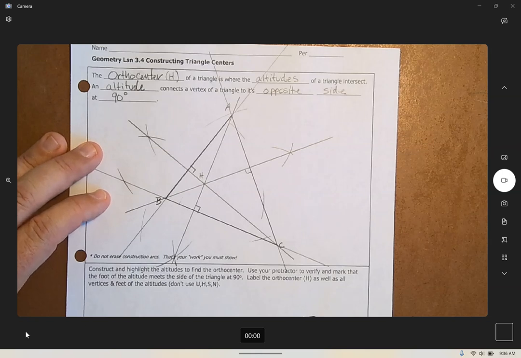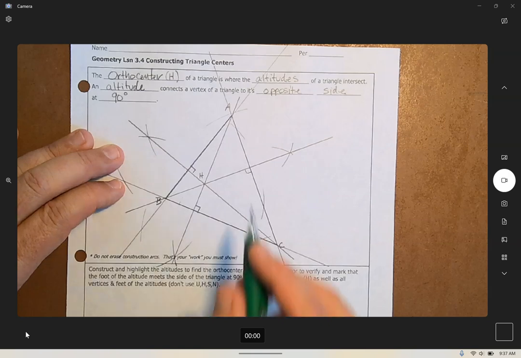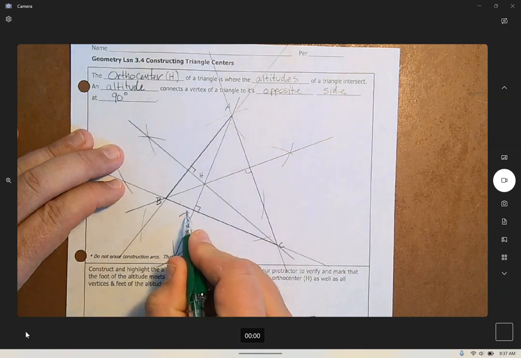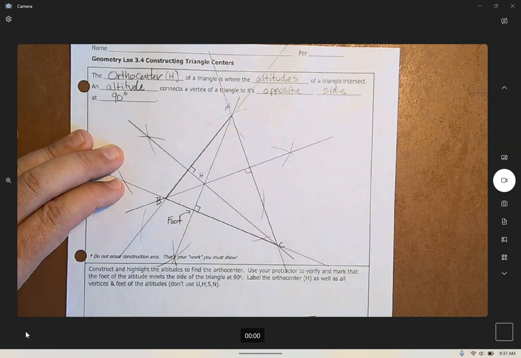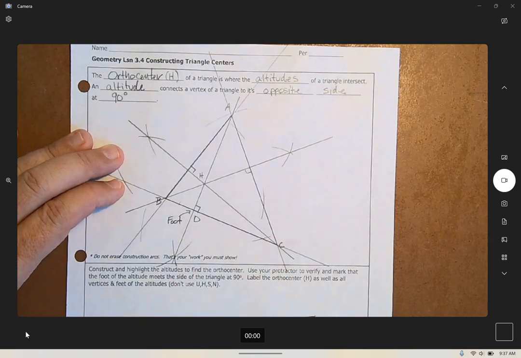This is really important vocabulary. You ready? Okay. I want you to label the feet of the altitudes. The feet of the altitudes, or singular, a foot of an altitude, is where the altitude line meets the side of the triangle at 90 degrees. So make a note that this point right here is called a foot. That's the foot of the altitude. So if I called this D, D would be the foot of altitude AH. Did you catch that? D is the foot of altitude AH.